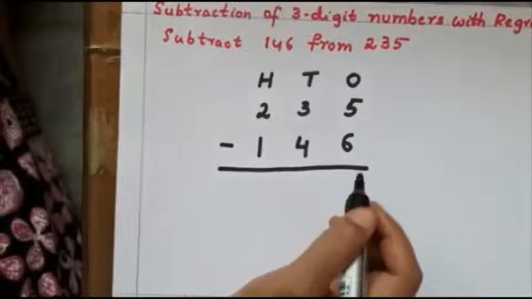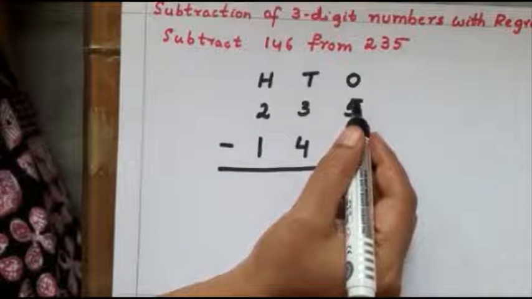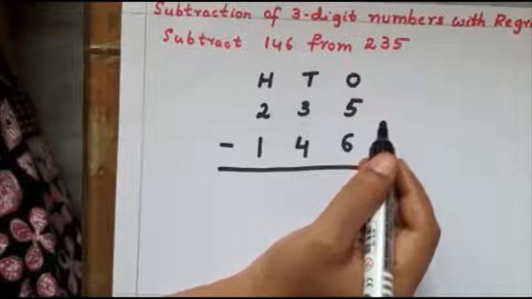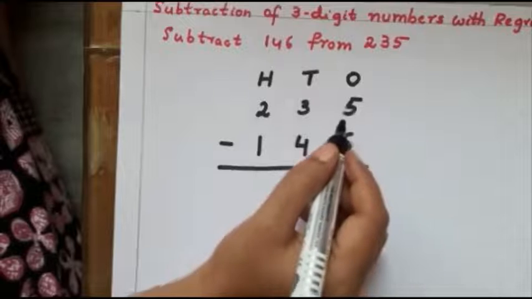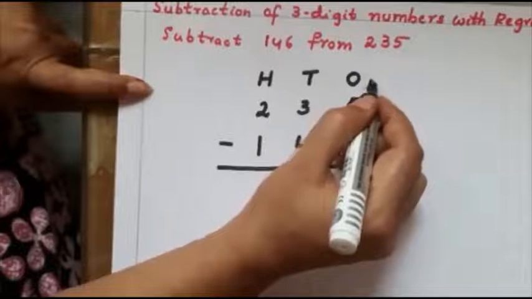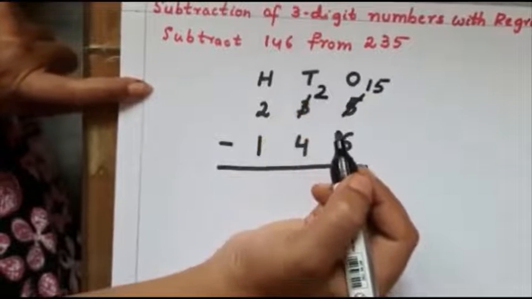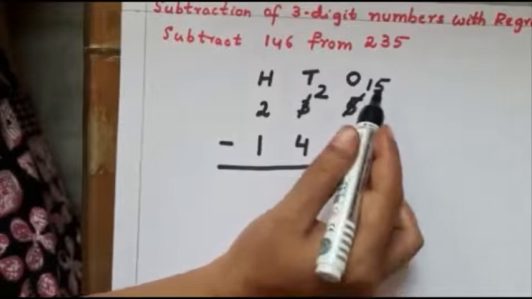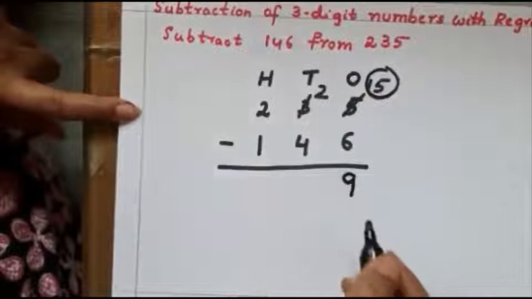Now, can you subtract 6 ones from 5 ones? No, you have to do what, children? You have to regroup, which we have learnt already. Here, 5 ones is regrouped as 15 ones, and 3 tens is regrouped as 2 tens. Now, it is easy for us to subtract 6 ones from 15 ones. That is, we get 9 ones.